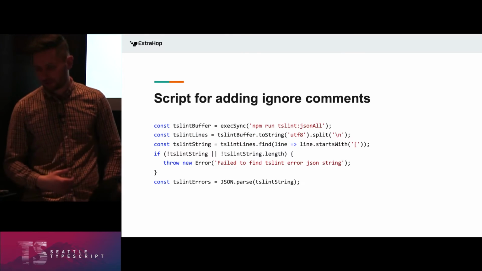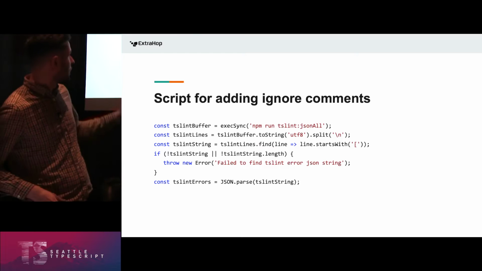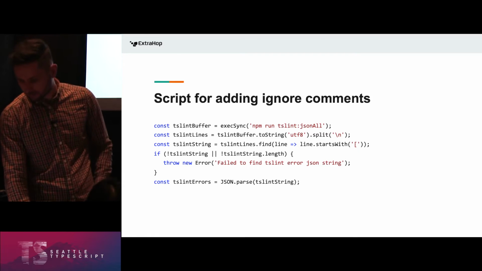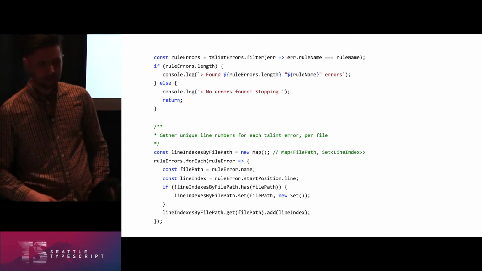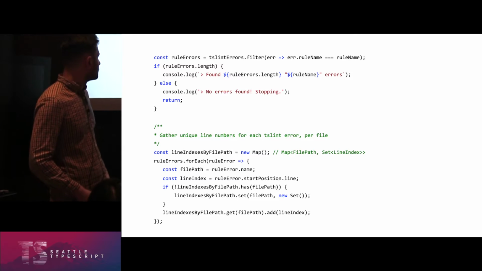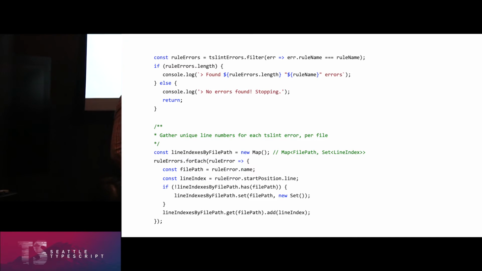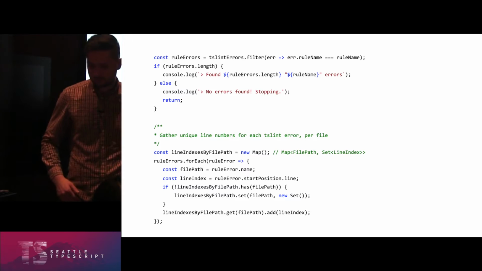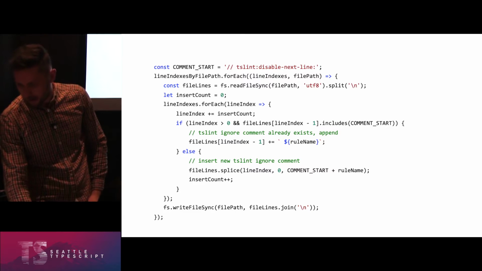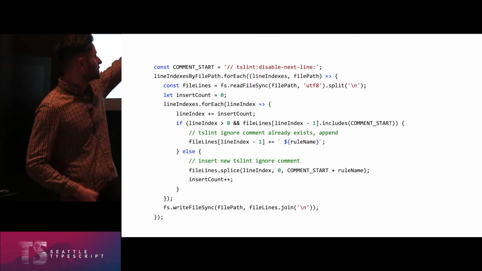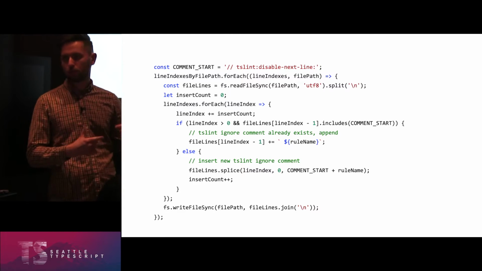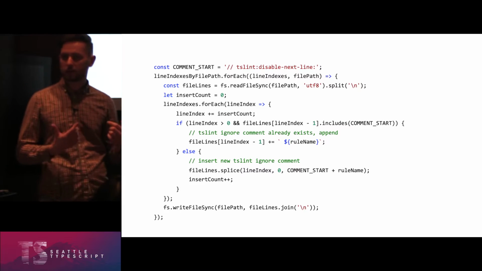So Alex wrote this script, which, as you can see, runs that second command and gets the JSON output with all the errors. Here, it's making a map with the file path and the set of lines where the errors occur. You may have multiple errors in the file, obviously. He then takes this map and inserts the disable comment. In the first line, you see the disable comment for the next line. And you could have multiple rules being disabled for the same line, obviously.